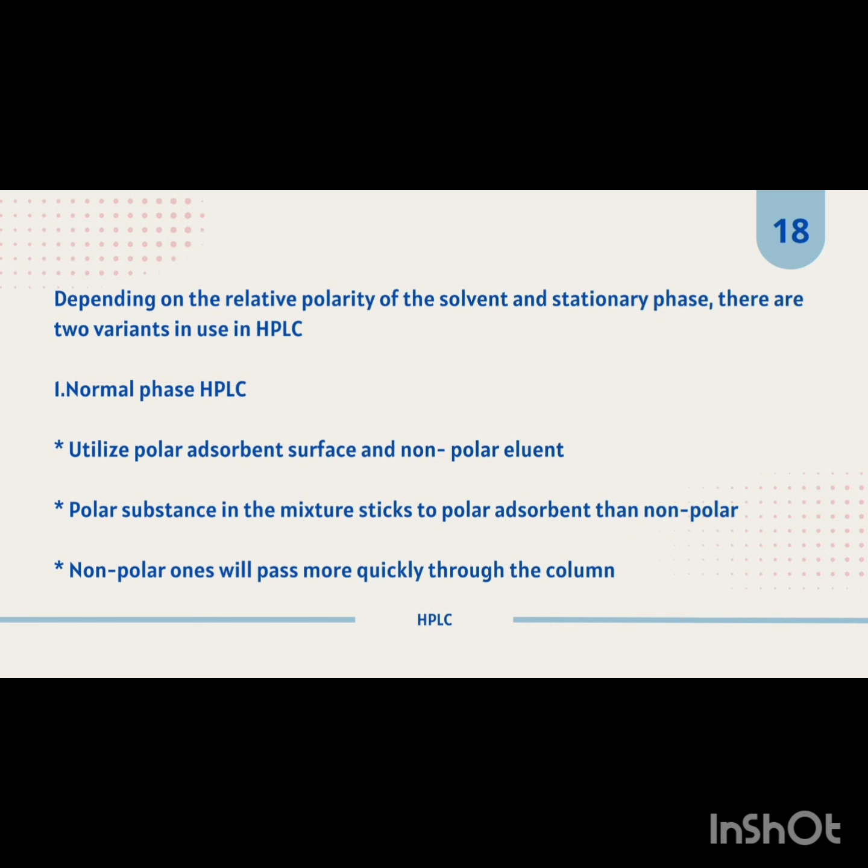Depending on the relative polarity of the solvent and stationary phase, there are 2 variants in use in HPLC. Normal phase HPLC utilizes a polar adsorbent surface and a non-polar eluent. Polar substances in the mixture stick to the polar adsorbent more than non-polar ones. Non-polar ones will pass more quickly through the column.